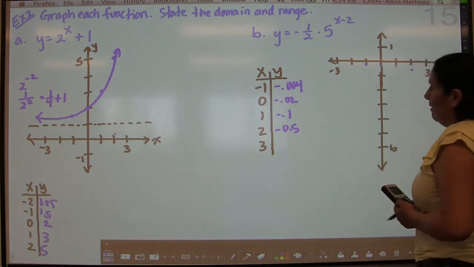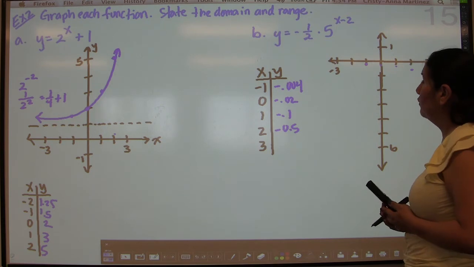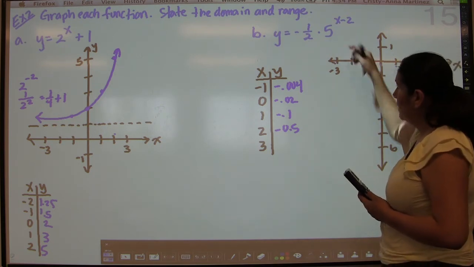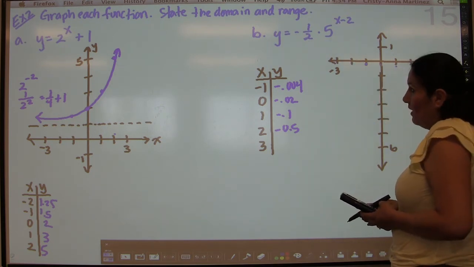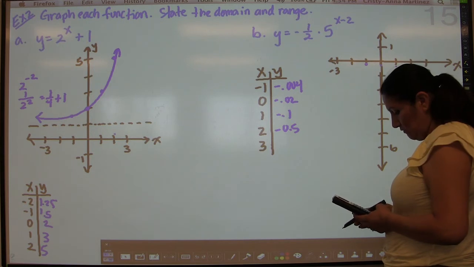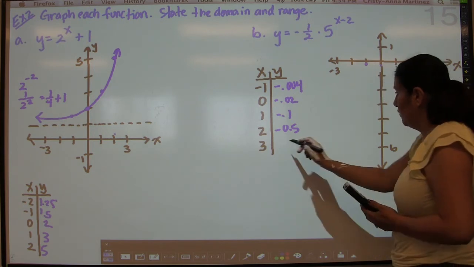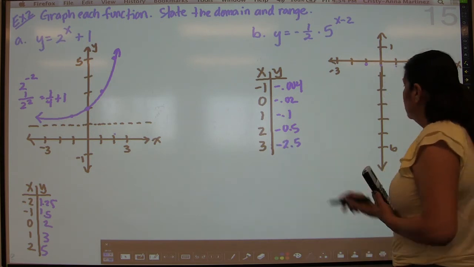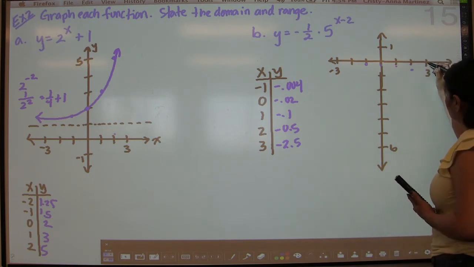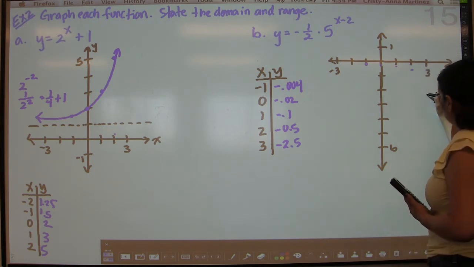So there's -1/2, and then lastly 3. So 5 to the 3 minus 2, 3 minus 2 is 1, so 5 to the 1 power is 5, and then 5 times -1/2 is going to be -2.5. So when x is 3, you're going to be at -2.5, there's -1, -2, -2.5.